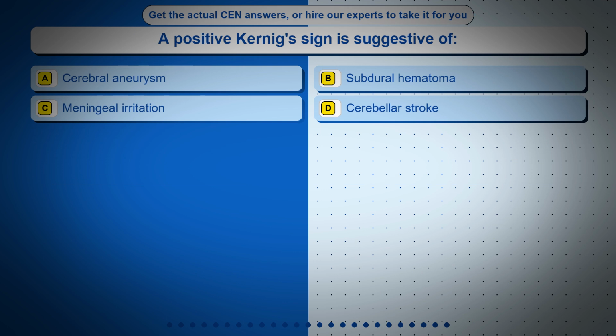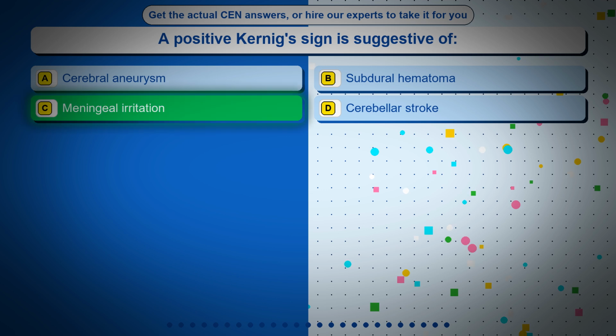Question 25. A positive Kernig sign is suggestive of: Option A, cerebral aneurysm. Option B, subdural hematoma. Option C, meningeal irritation. Option D, cerebellar stroke. The correct answer is option C, meningeal irritation.